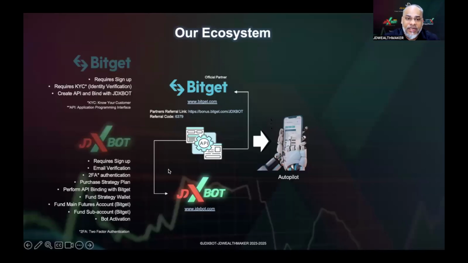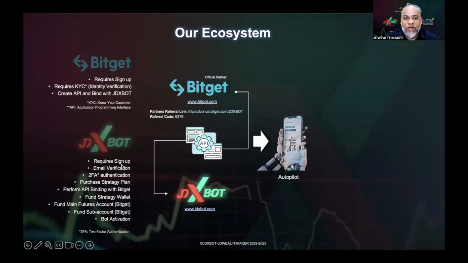Now for JD Export, these are some of the important steps, okay, that you need to understand. These are the processes that are involved. You also need to sign up for JD Export. So you can see that you've got two accounts, two separate platforms to sign up. One is BitGet, one is JD Export. And for JD Export, you need to do the email verification, and then you proceed with the 2FA authentication, okay?